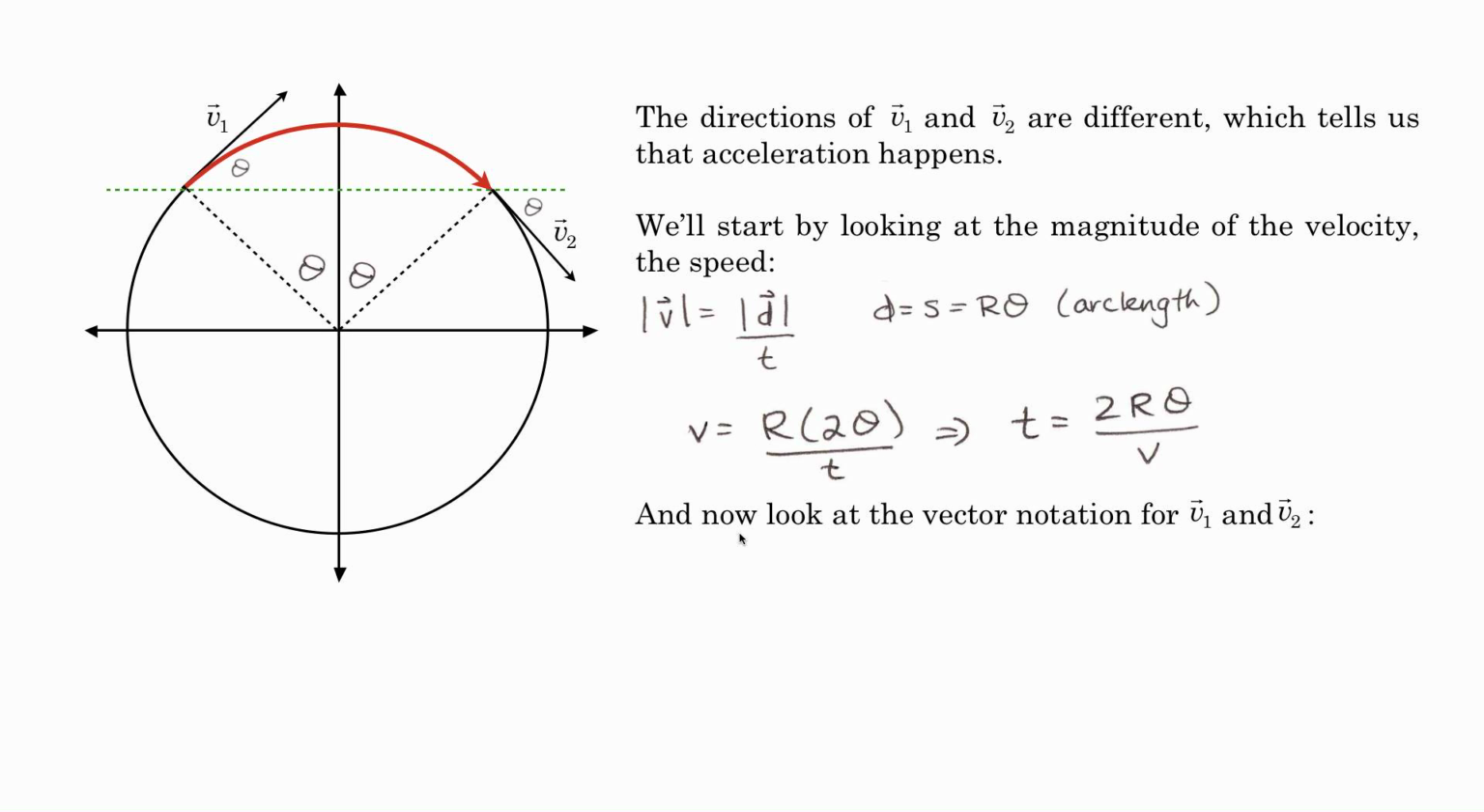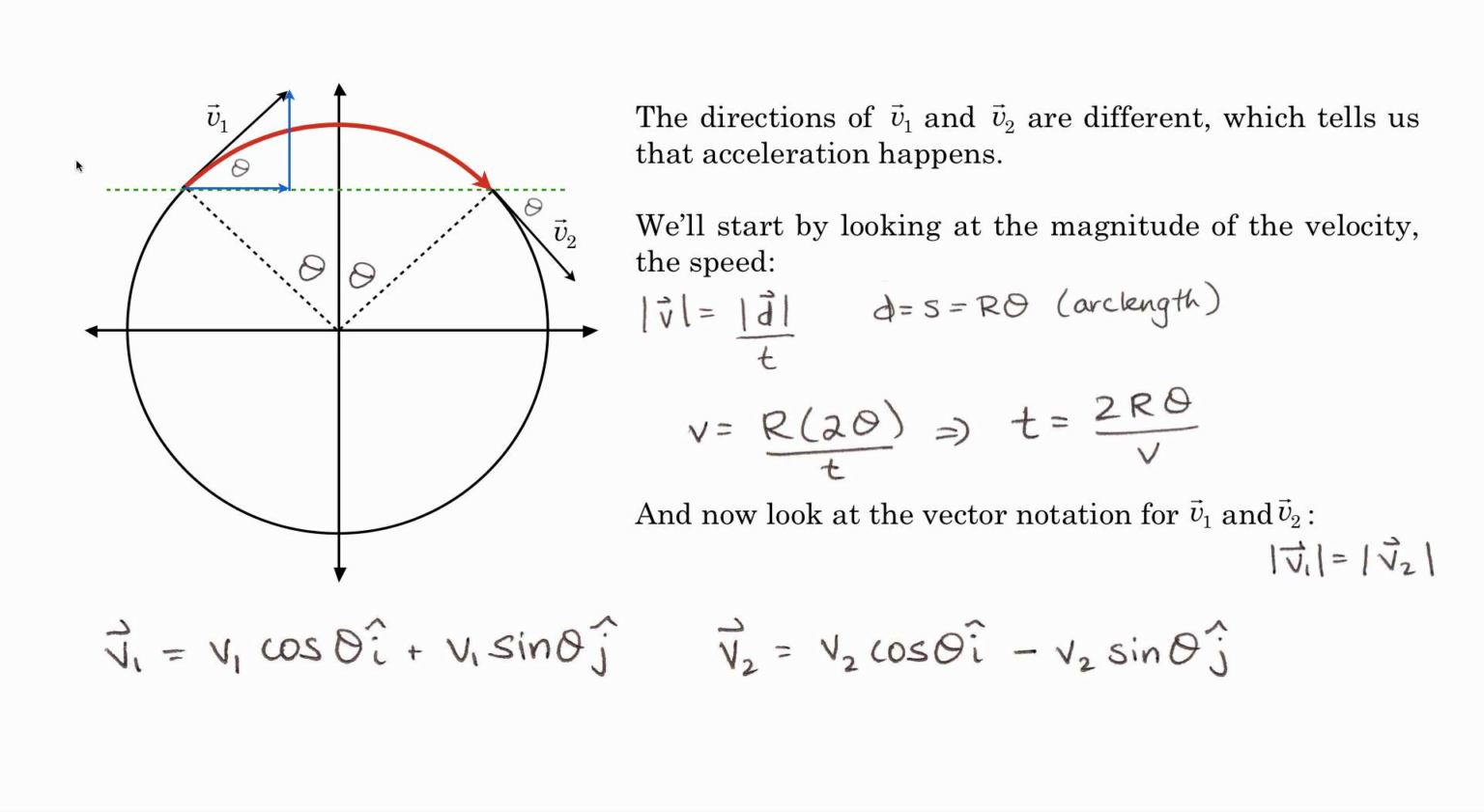All right, so now that we've done that, let's look at the vectors for v1 and v2, in our i hat and j hat notation. We know that the speeds are the same, so the magnitude of the vectors is the same. And here's vector 1. We have v1 cos theta i hat, so that's this horizontal component right here. And we have v1 sin theta j hat, which is this vector right here. So here we've got v1 cos theta i hat plus v1 sin theta j hat. And that's this little triangle, these components here.